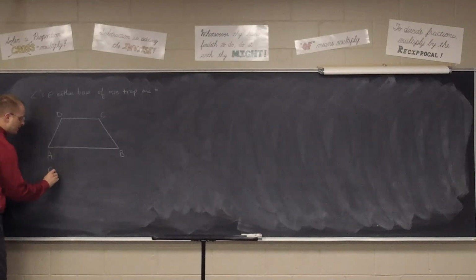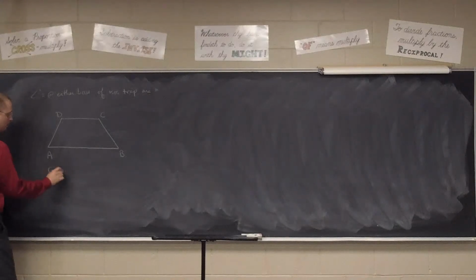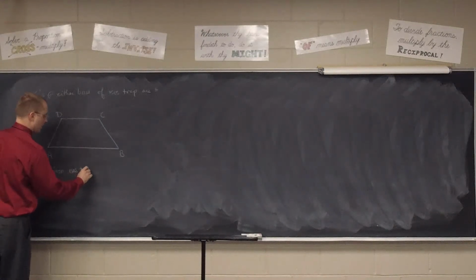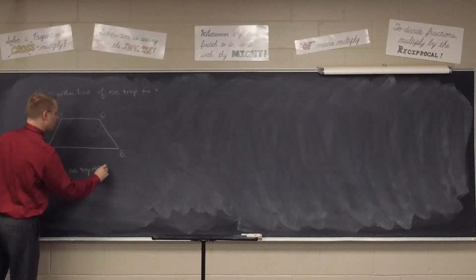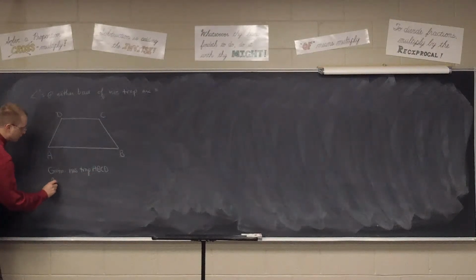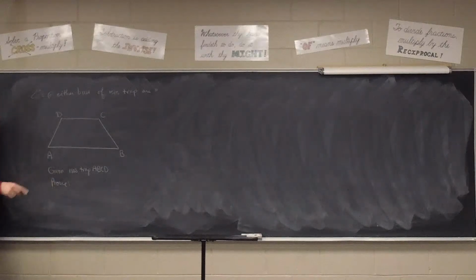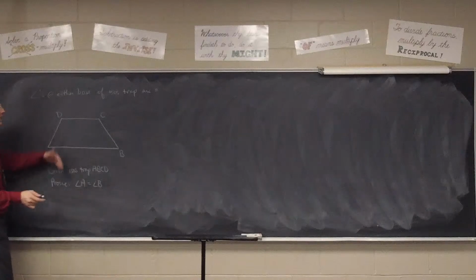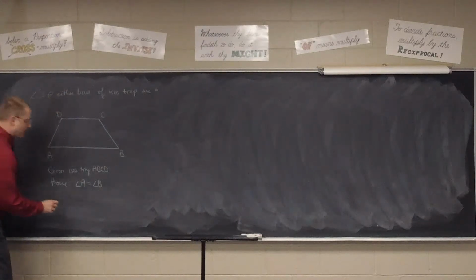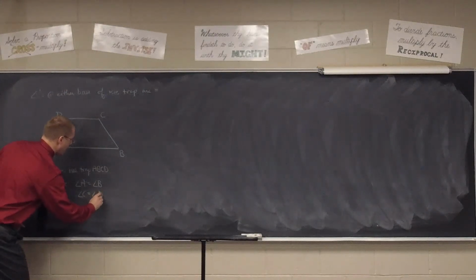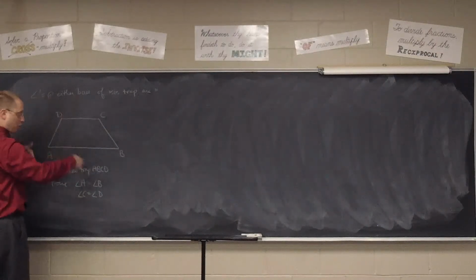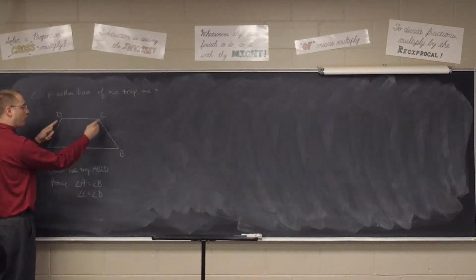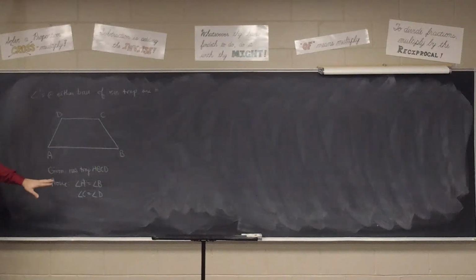And we are given isosceles trapezoid ABCD. We want to prove that the angles at either base are equal, meaning this. At base AB, the angles there are equal, meaning angle A and angle B are equal. And the angles at the other base, CD, are equal. So angle C and angle D are equal. These are not all equal, just equal in pairs. These two equal, those two equal. That's what we're going to try to prove.